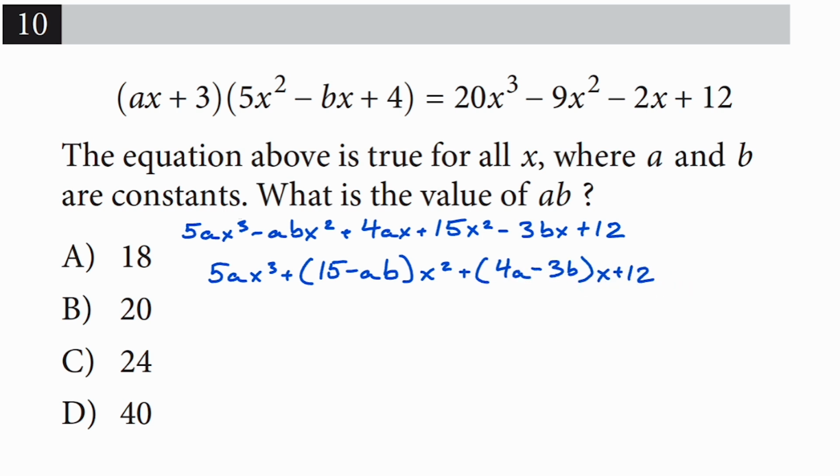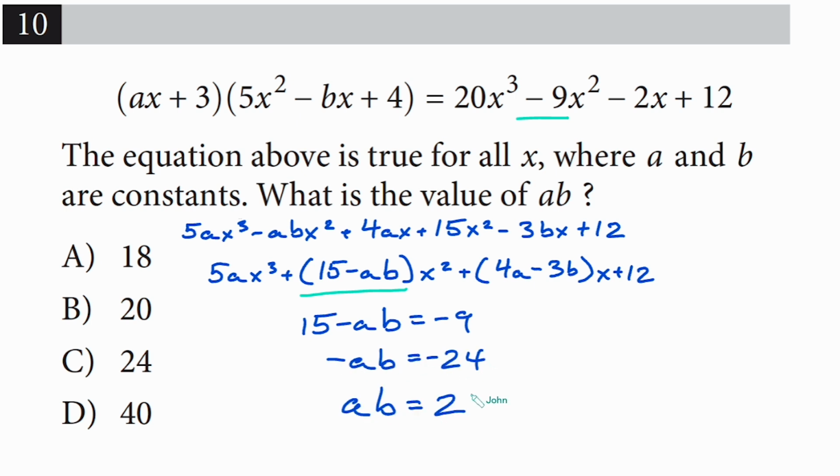And if you notice, we don't actually have to solve for a or b individually. We just need the value of a times b. So the coefficient on the x squared term will give that to us. 15 minus ab must be equal to negative 9, so that leaves us with ab is equal to 24.